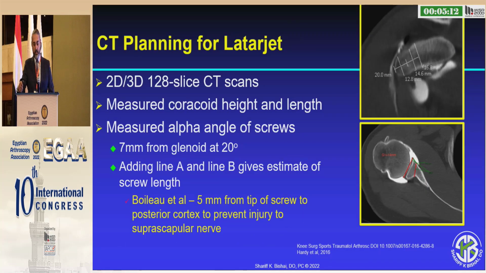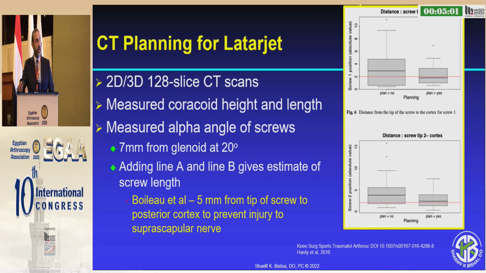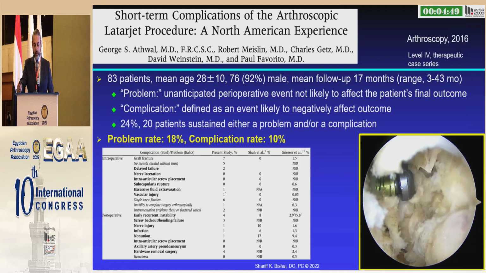So we can do the CT planning. If you have this, you can see that you know what these two numbers are. And so with those two numbers, the width of your graft and the width of your glenoid, you can then figure out how long your screw should be and essentially pre-plan your procedure. And in doing so, make sure that you're within 5 millimeters of that posterior cortex so that you're not by the spinoglenoid notch, which is where your suprascapular nerve is, and that will prevent injury.